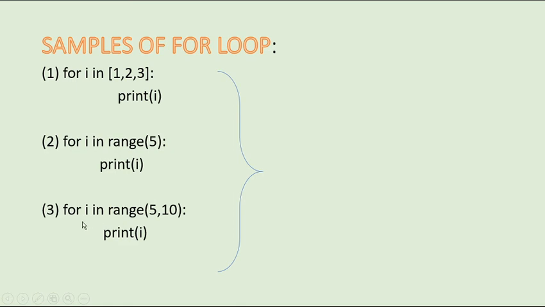Here is the third example of a for loop: for I in range 5 to 10. Here 5 is the start position, 10 is the stop position. Print I. Now here the starting number will be 5, then 6, 7, 8, 9, and it will run till 10 minus 1. So the output that I will get is 5, 6, 7, 8, 9. So this is how the for loop runs in various ways.